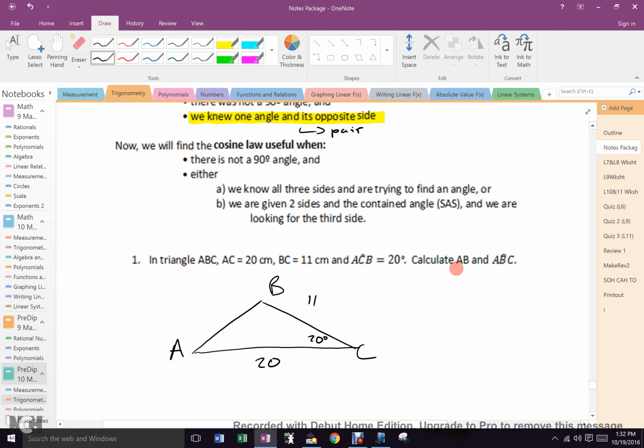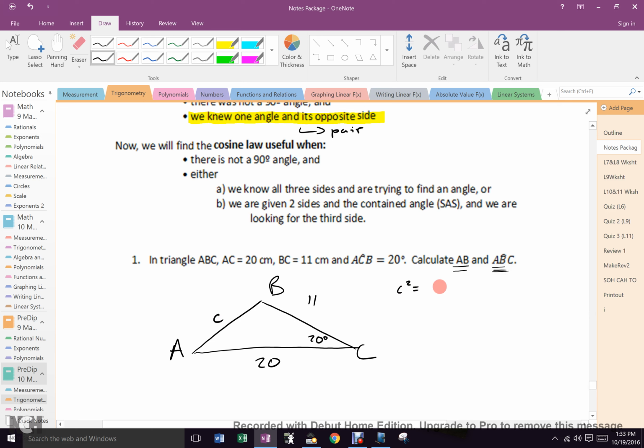The question says find AB, which is this side, and angle ABC. So I'm going to have to use cosine law at least once, aren't I? Mm-hmm. So let's do AB first. What letter should this have? Little c. Do I have a formula that works with little c? Yes, sure I do.